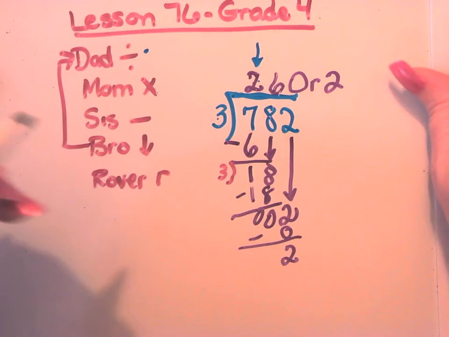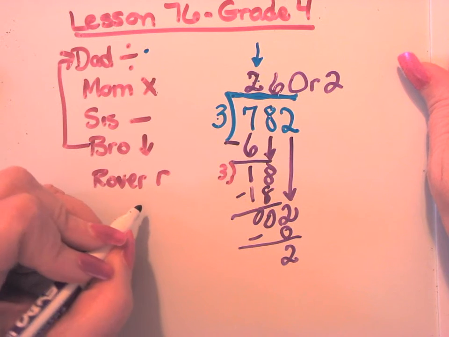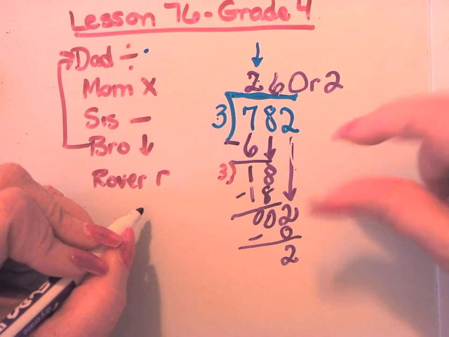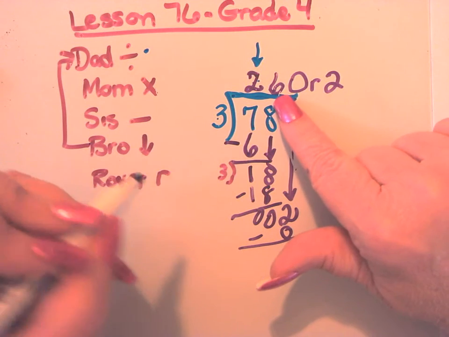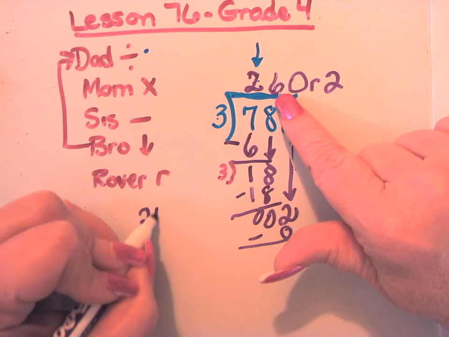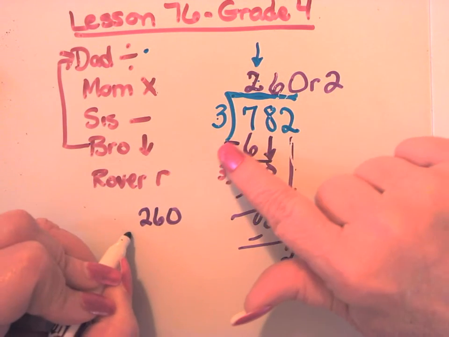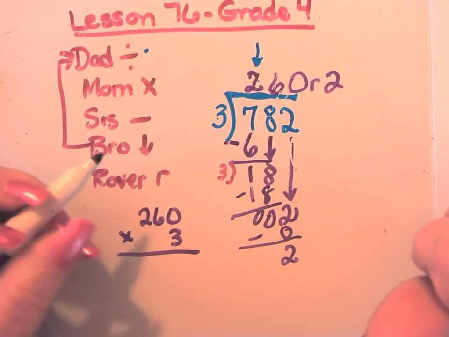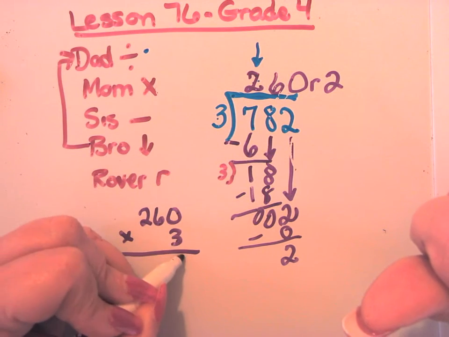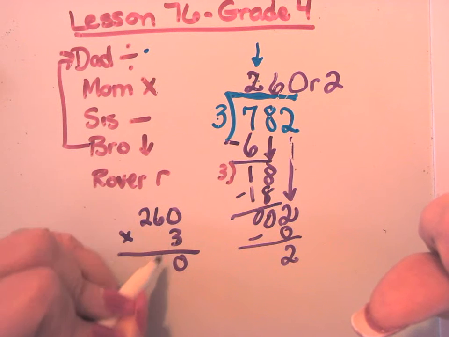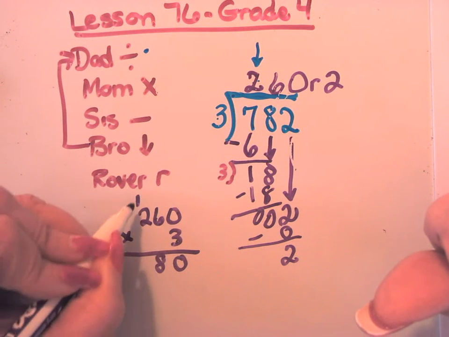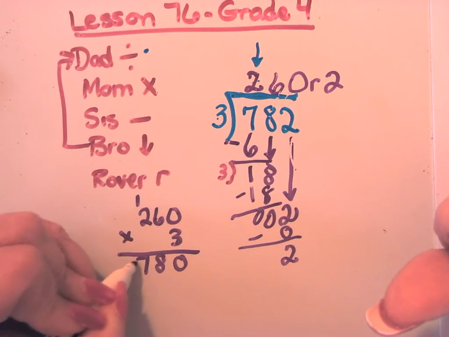All right. So on to the next part is I need to check my answer, especially when I'm getting into this kind of stuff. So I take what's on the roof, 260, times who's at the door, and I do that first. 0 times 3 is 0. 6 times 3 is 18, carry my 1. 2 times 3 is 6, plus 1 more is 7.